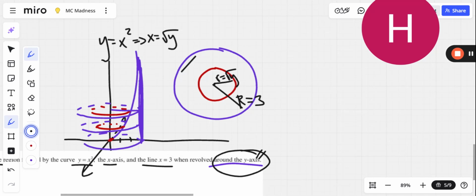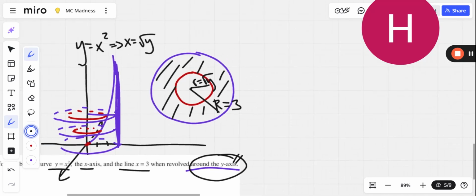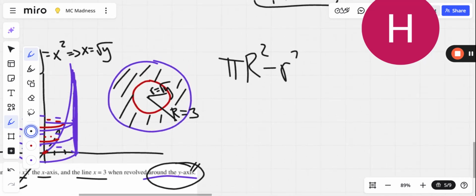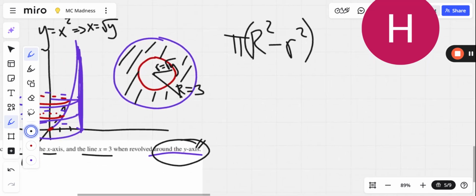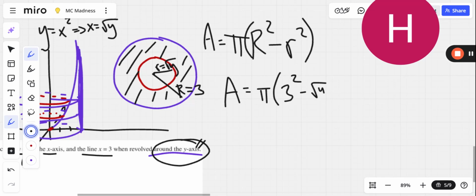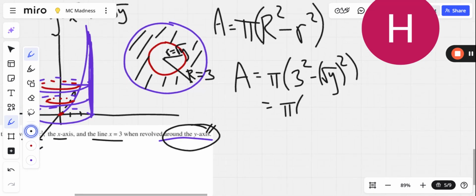So the area of each one of these slices, or one of these washers, is going to constitute everything inside of the big circle, but outside of the little circle. It's basically going to be pi big R squared minus pi little r squared, or just pi times big R squared minus little r squared. And we need an actual equation for that. So this is going to be 3 squared minus square root of y squared. So this is going to be 9 minus y.